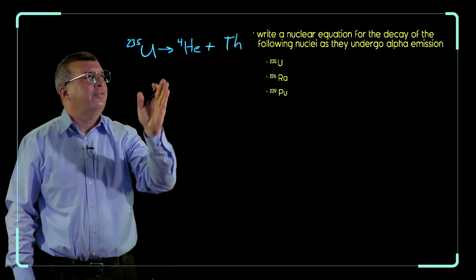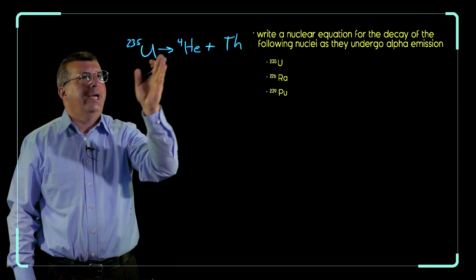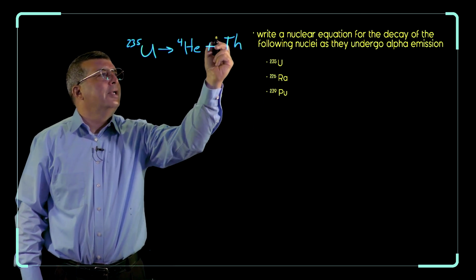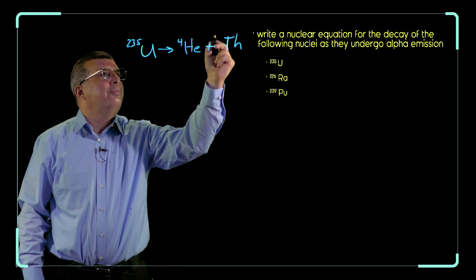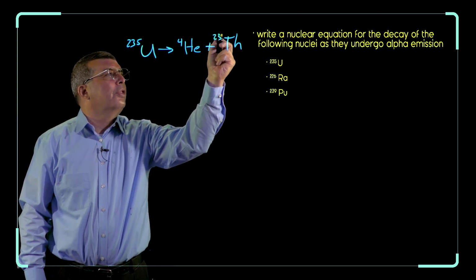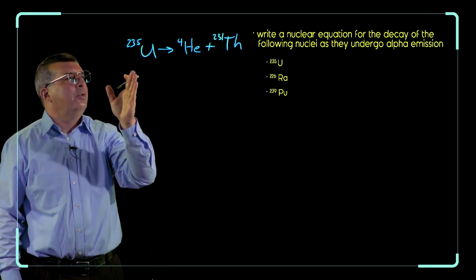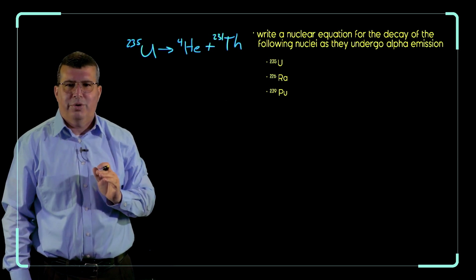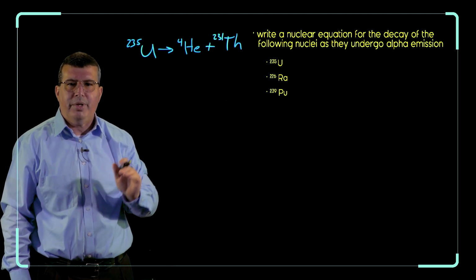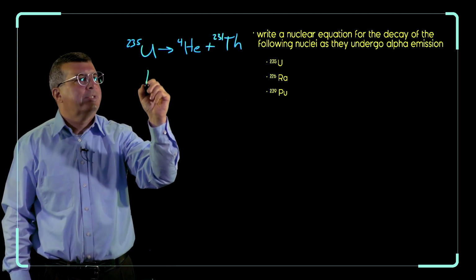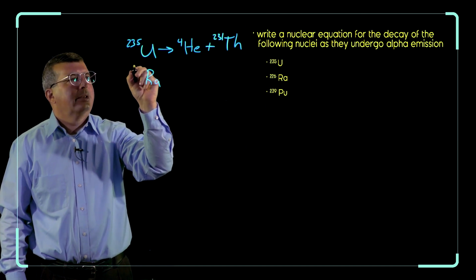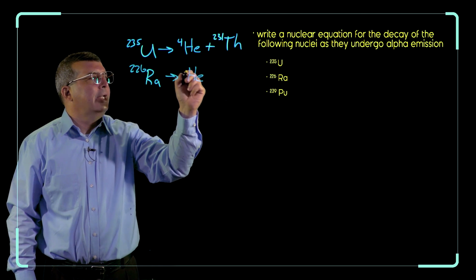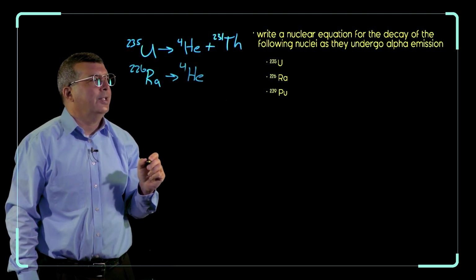And we also have lost 4 nucleons. So we have 235 nucleons to begin with. We lost 4 of them. So uranium-235 becomes thorium-231. So uranium-235 ejects an alpha particle and becomes thorium-231. Radium-226, once again, ejects an alpha particle. That's a helium-4 nucleus.